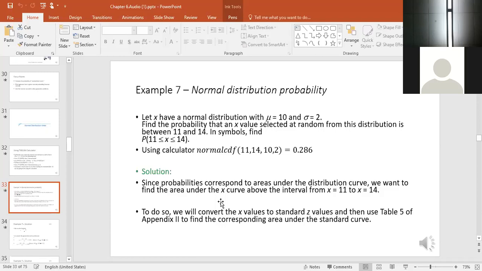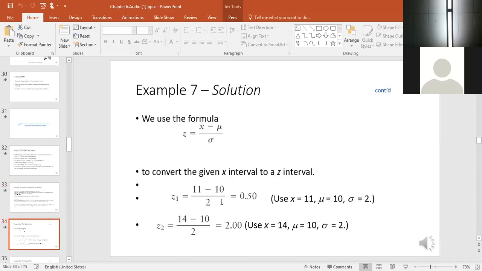Mean is 10, standard deviation is 2. It's by practicing that you will remember how to work with it. So anybody have trouble to find 0.286? Do you have 0.286? Okay, so let's look at how you were supposed to do without calculator.